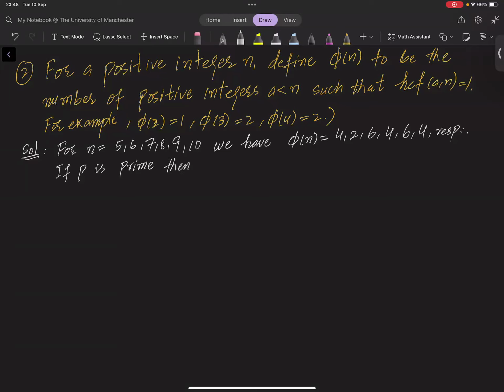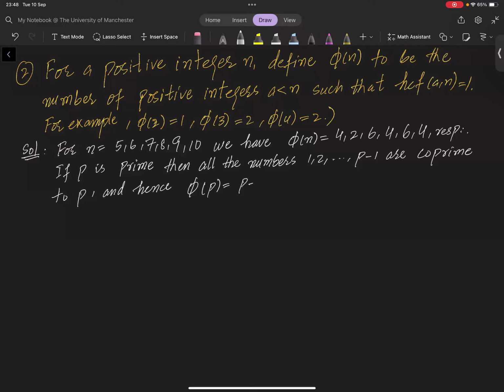So if p is a prime, then all the numbers 1, 2, up to p minus 1 are coprime to p, and hence phi of p is p minus 1.